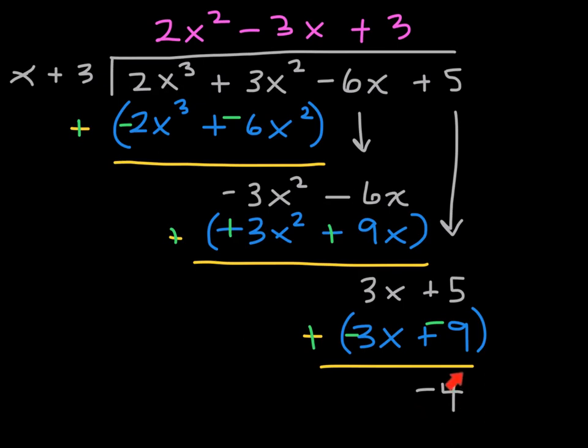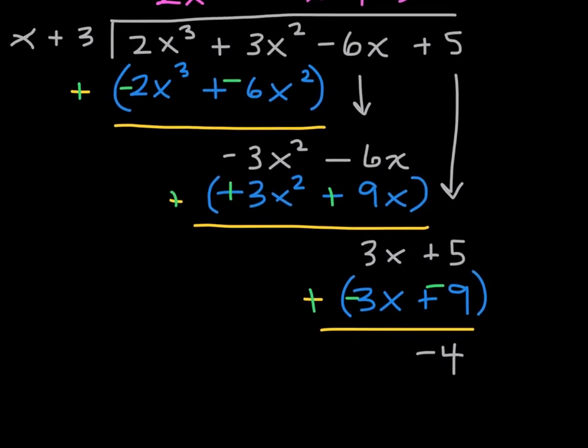You know you are done dividing when the difference here, or the remainder, is lesser degree than the divisor. This is degree 0. This is degree 1. Degree 0 is less than degree 1, so you're done dividing. You are done. All right, so let's write down our final answer.